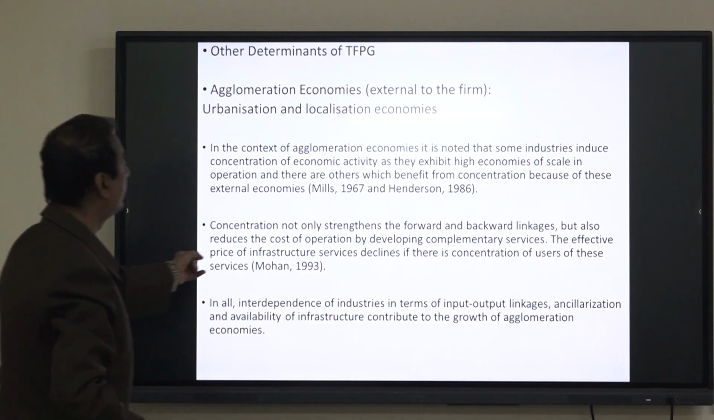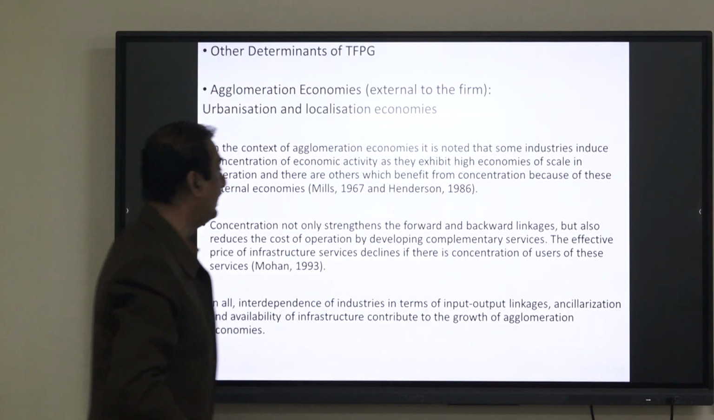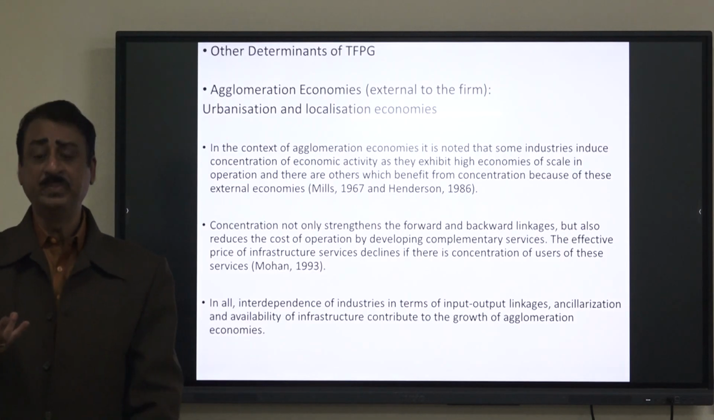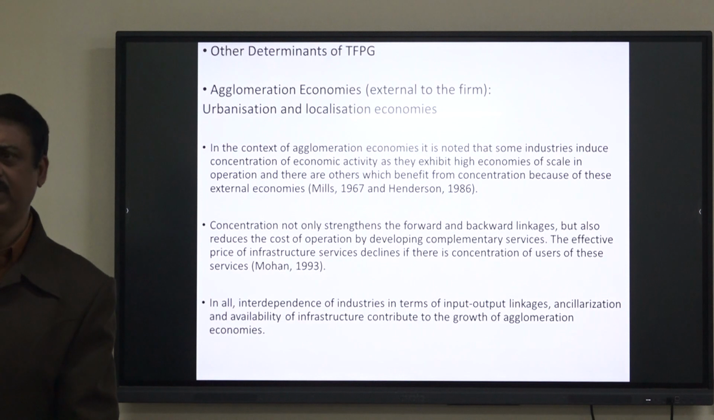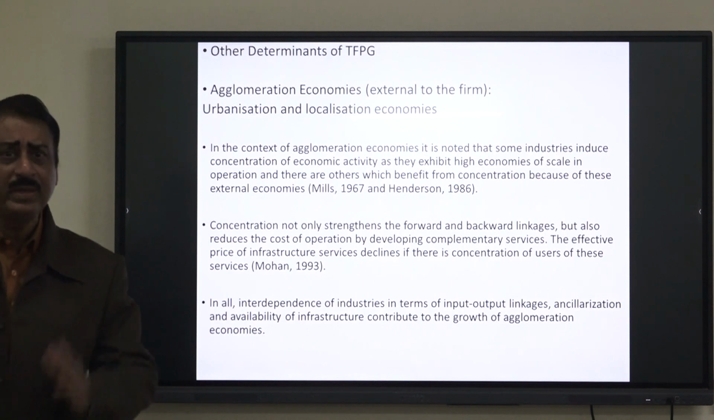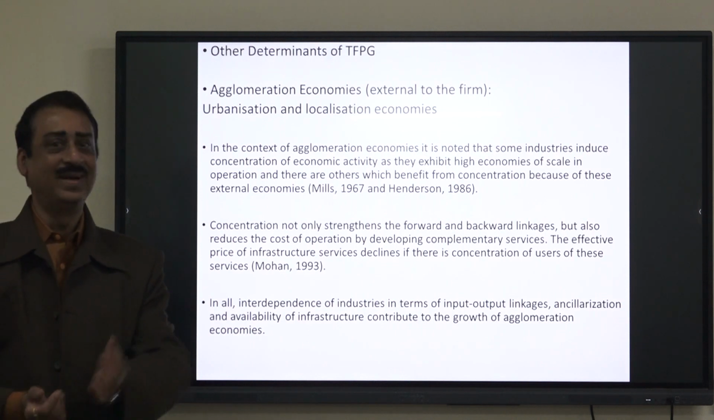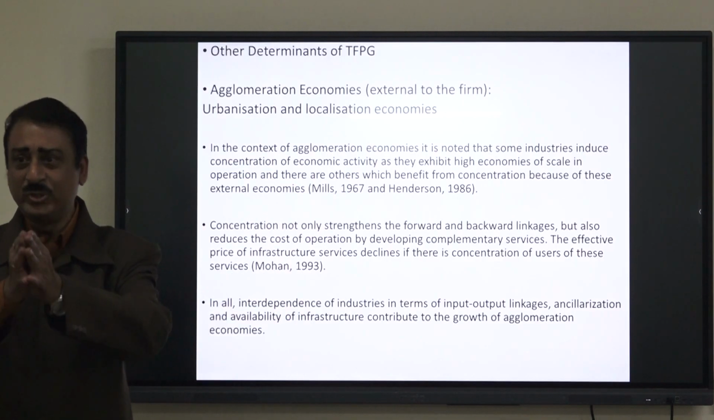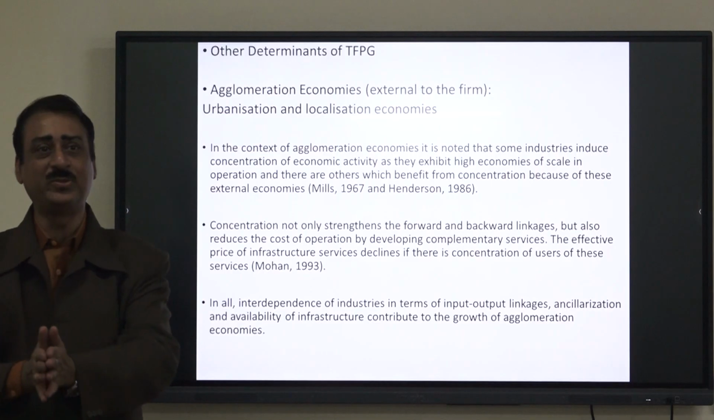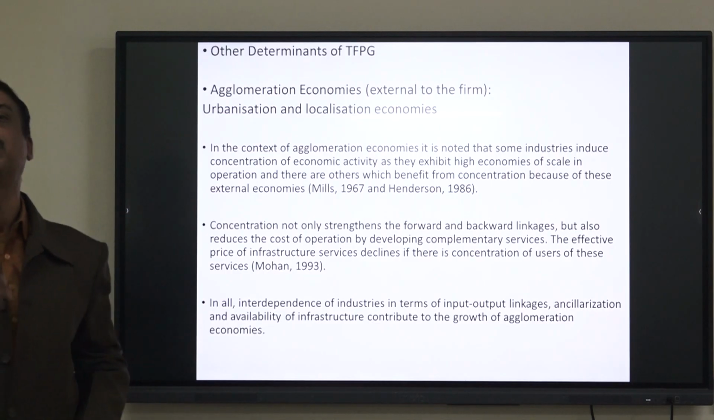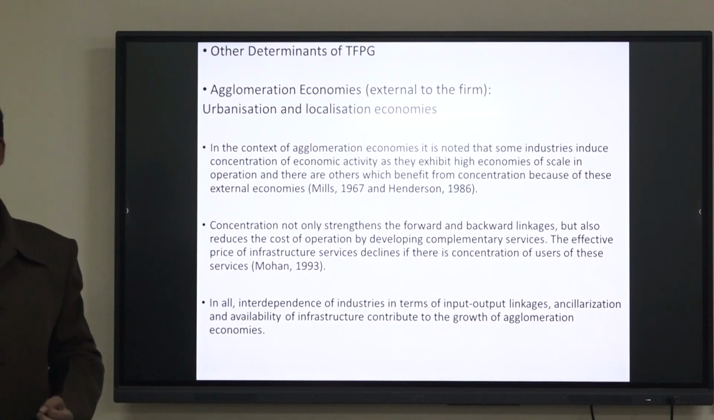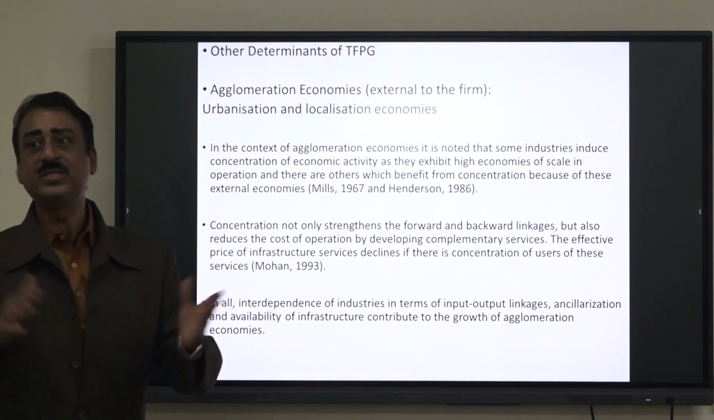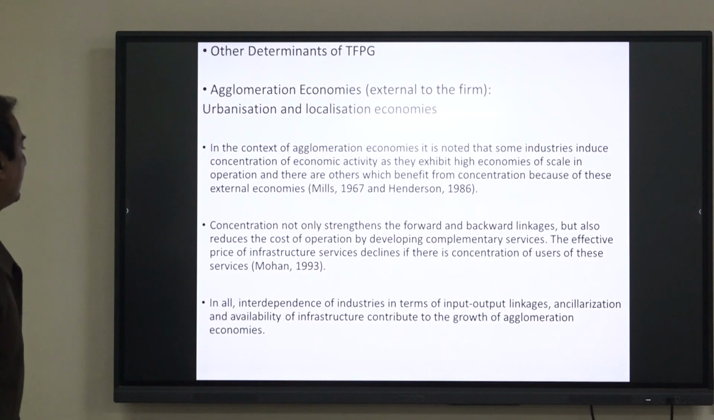So concentration not only strengthens the forward and backward linkages, but also reduces the cost of operation. You want to buy some information, some raw materials, and immediately the supplier will be there. A little while ago I was telling you that the supplier and the purchaser should be face to face, closer to each other. So in a large city it is possible to have a strong link between the supplier and the purchaser, which is missing in remote areas.